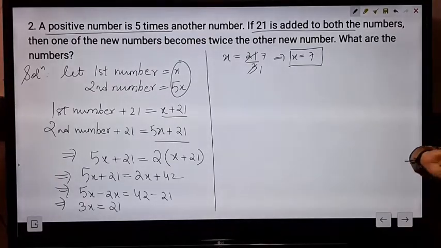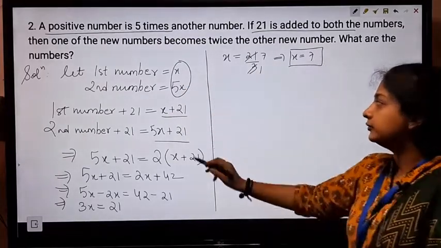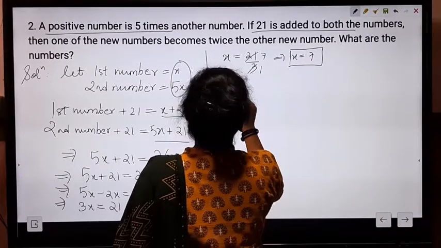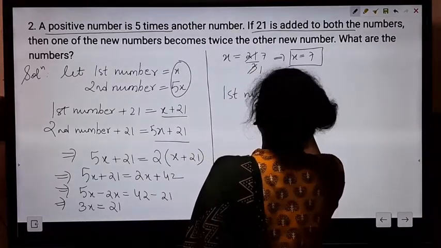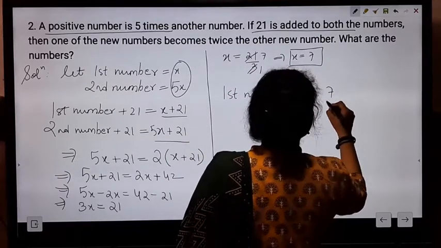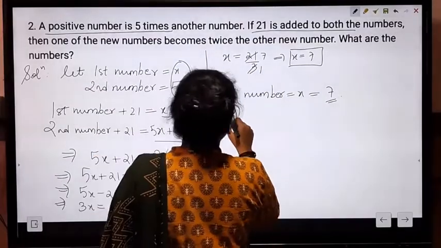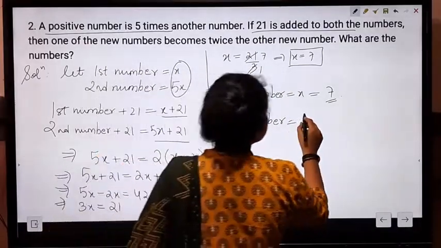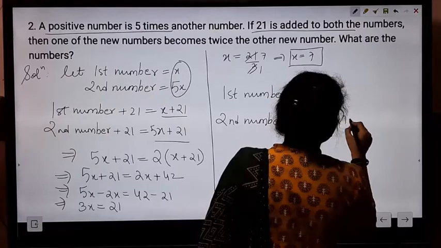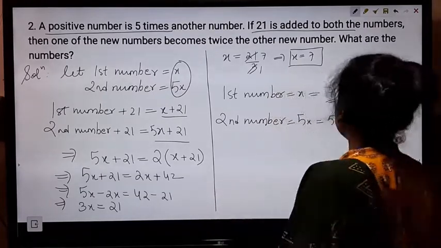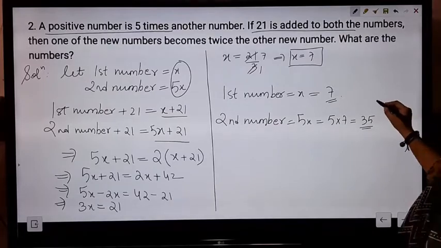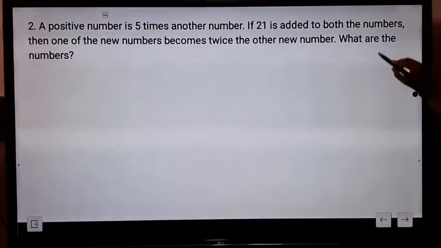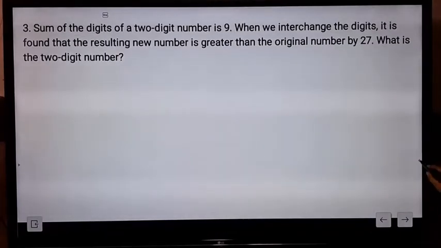Now we got the value of x. If we put this value back in the first number and the second number, we'll get the original values. We considered the first number to be x, and what is the value of x? 7. This means our first number is 7. Second number was 5 into x. This implies 5 into 7. This is 35. So this is our answer. These are our two numbers, 7 and 35. Question number 3.